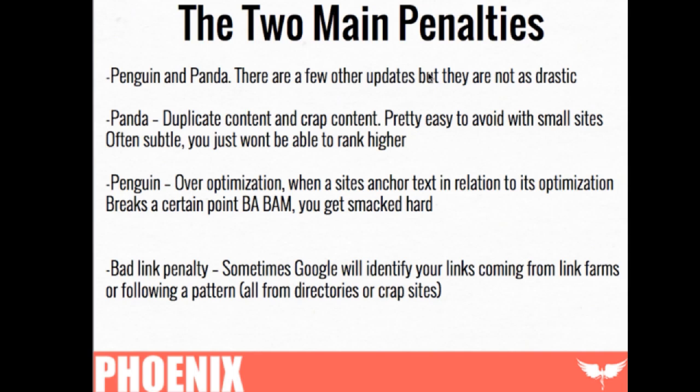So anyways, Penguin occurs when a site's anchor text in relation to its on-page optimization breaks a certain point, and bam, you get smacked hard. Your on-page optimization can be a little bit too much. Your off-page, your backlinks can be a little bit too much, and the site will just explode. You'll get sent back 8, 10, 30 pages, and it's pretty much game over at that point. I usually don't try and recover Penguin penalized sites. You can. We'll show you how to use 301 redirects and a few ways to fix this later on. But I usually find I can make a new site and rank it a lot faster, a lot cheaper, everything like that.